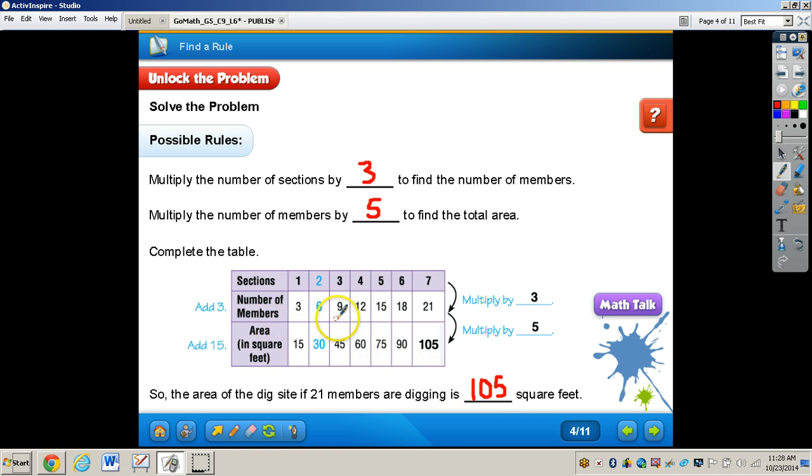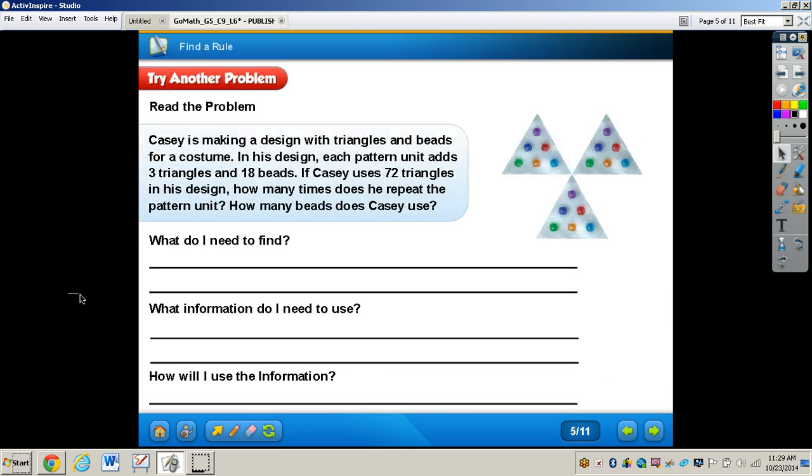Okay, so you can see organizing your information by using this table breaks it down very easily, makes it nice and organized. Easily you can see 21 members are digging, you have 105 square feet. Okay, so let's take a look at that next problem on page 392.